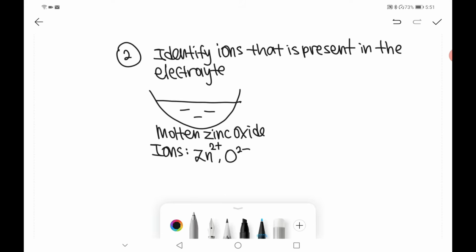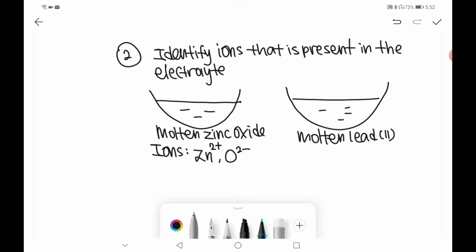Same thing, one more diagram. Let's say here we have another crucible, and then we have another electrolyte. Now this electrolyte is, let's say, molten lead(II) bromide.